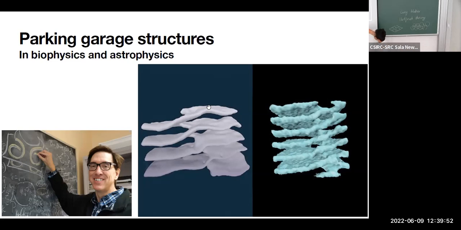biofilms, so some structure in the cell, and they see this kind of structure. So they call this Terasaki ramp. Terasaki is their leader, and they also call this parking garage structure. But Matthias Weber says to me that he used the word parking garage first. I don't know who called it what.